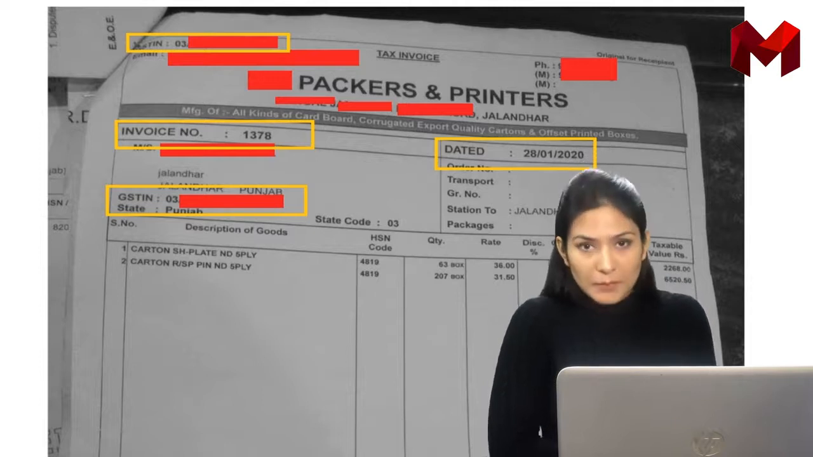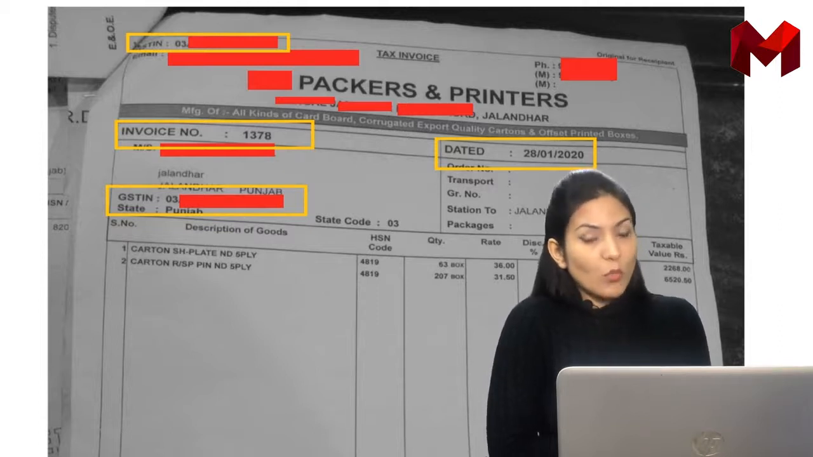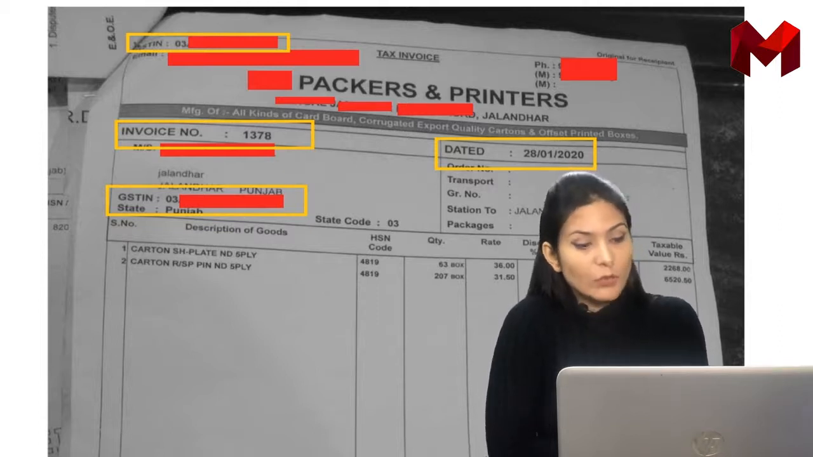Now the invoice number is there, and the date of the invoice is also there. What is the description of goods? What have we purchased? We have purchased carton boxes.